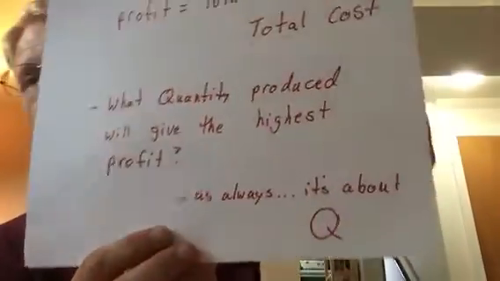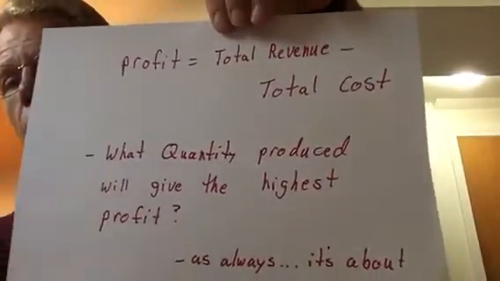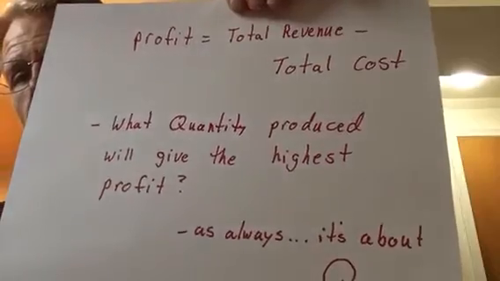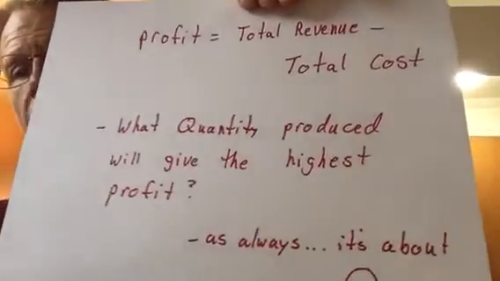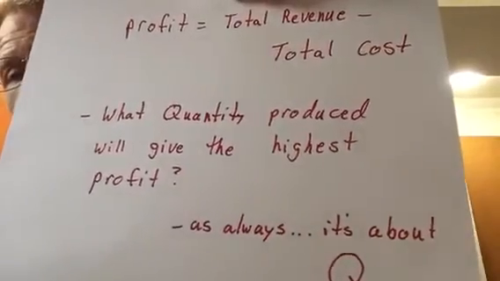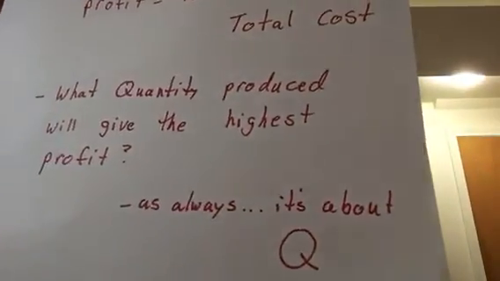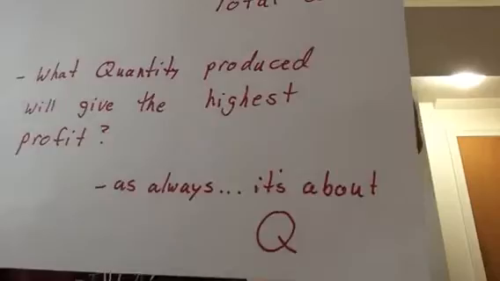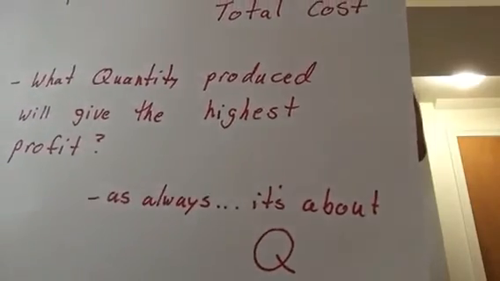Okay, all right, I'll hold this up one more time if you missed it. Profit equals total revenue minus total cost. Our question is going to be what quantity produced will give us the highest profit. And as far as the class goes, it's always going to be about quantity.